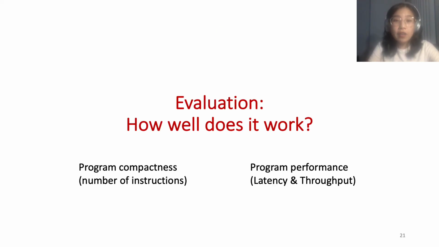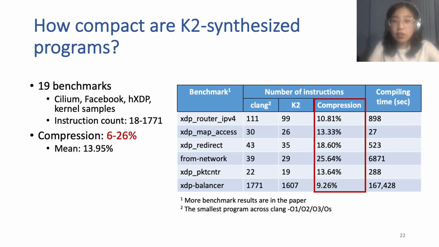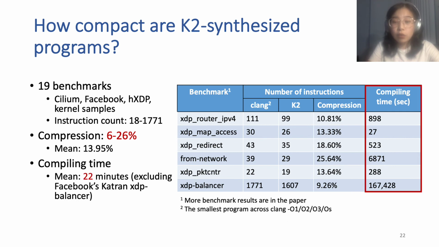So how well does K2 work? We evaluate K2 in terms of two performance goals: program instruction count reduction and program performance improvement in terms of latency and throughput. We use K2 to reduce the number of instructions in 19 benchmarks. Here's a part of the results. We compare K2's results with the best client version. The comparison ranges from 6 to 26%. The average compiling time is about 22 minutes.